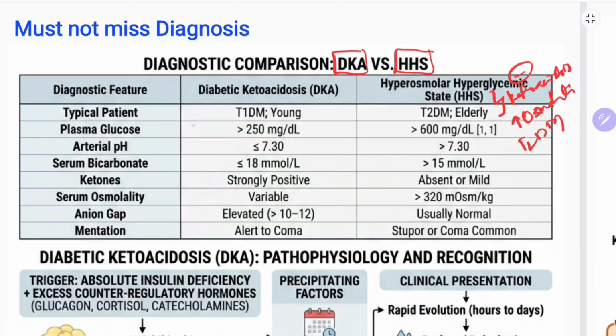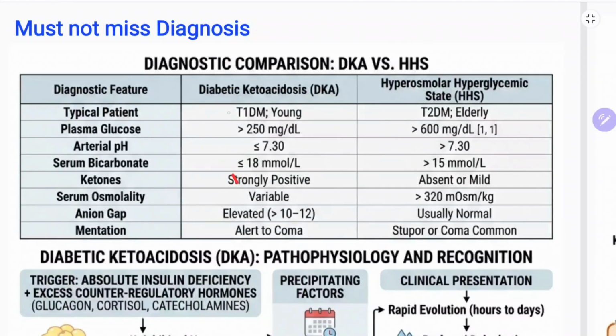Whereas DKA, there is ketoacidosis, meaning change in pH. Number 2, there is no change in osmolality. Osmolality will be normal here. Number 3, mainly this is a presentation of type 1 diabetes mellitus, and in some cases of Flatbush diabetes or ketone prone type 2 diabetes. This is the basic difference in these two cases. Now what are the features? Let us see.